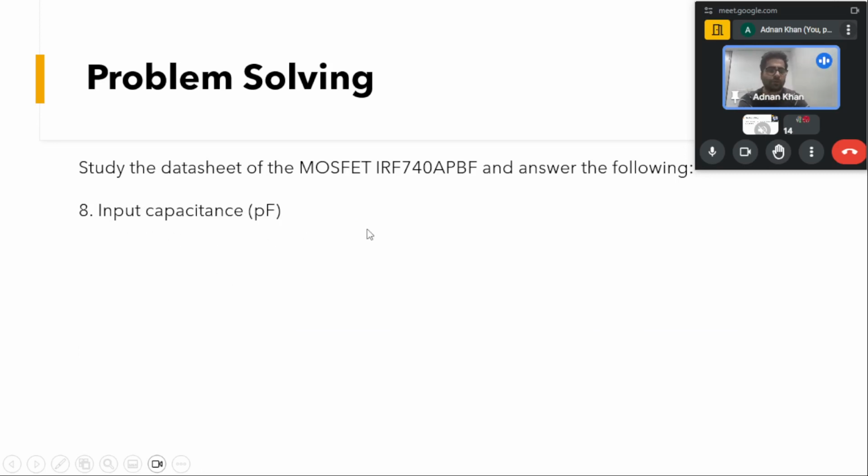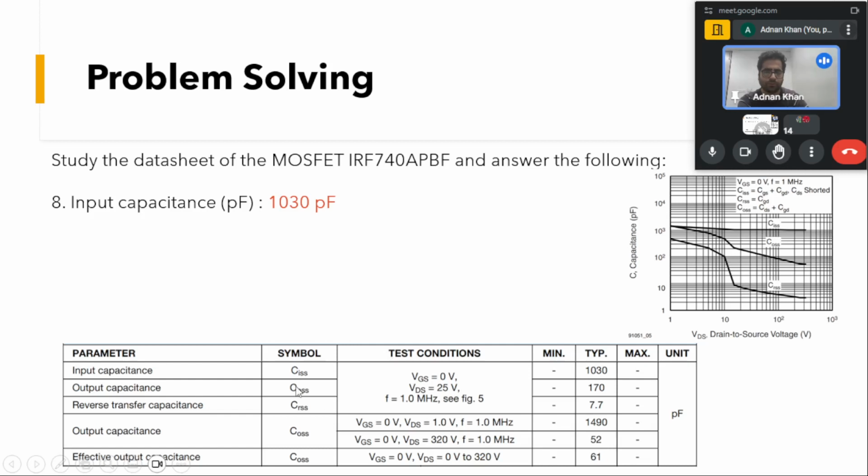Number 8, we have to calculate the input capacitance. We know that CISS is the input capacitance, and it is equal to CGS plus CGD. The typical value is given in picofarads, and here you can see it is 10030. You can also see the other parameters here. As I already told you, the values of these capacitances change at different voltages, so we have to see what the VGS and the drain source voltage are at the test conditions.